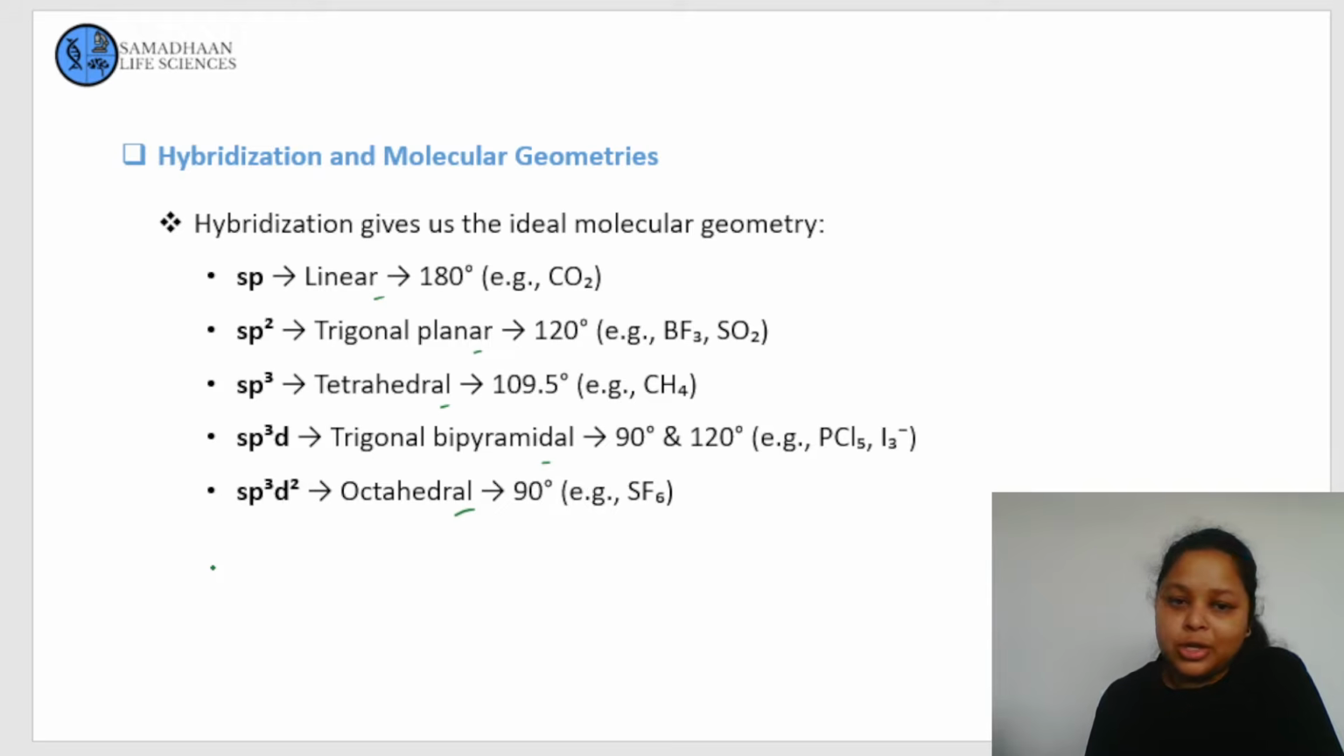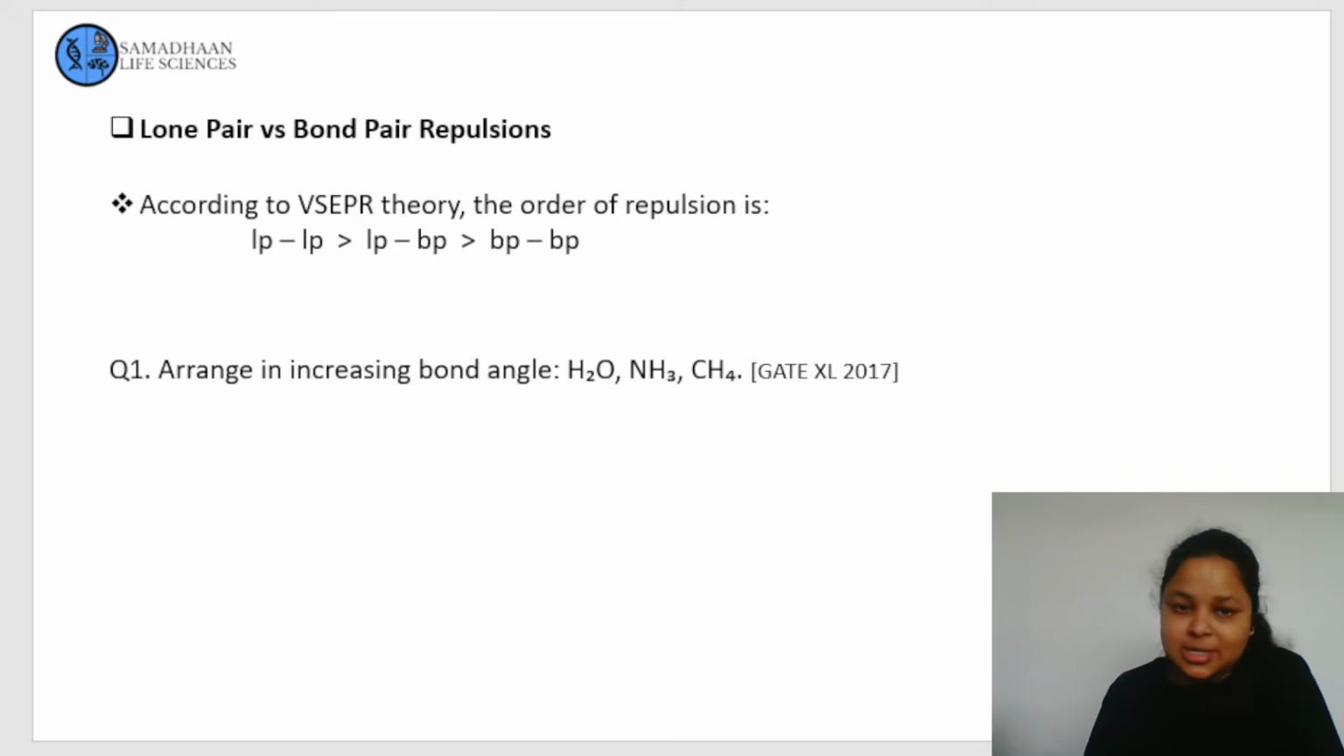Now, in real molecules, the bond angle value deviates from these ideal values because of some factors. So let's discuss them. The most important factor among them is the presence of lone pair in the central atom. According to VSEPR theory, the repulsion between two lone pairs present in the central atom is maximum. Then comes the repulsion between lone pair and bond pair, and relatively bond pair repulsion is minimum. Now let's take these three molecules as an example.